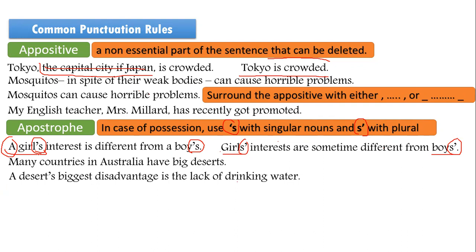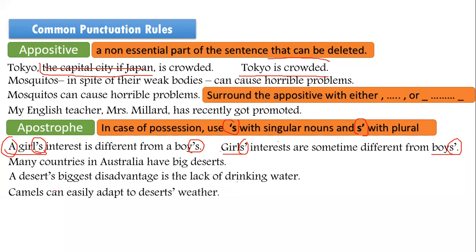How about this one? A desert's biggest disadvantage is the lack of drinking water. Correct? Correct. Very good. Yes, because I'm talking about the biggest disadvantage of a desert, only one desert.